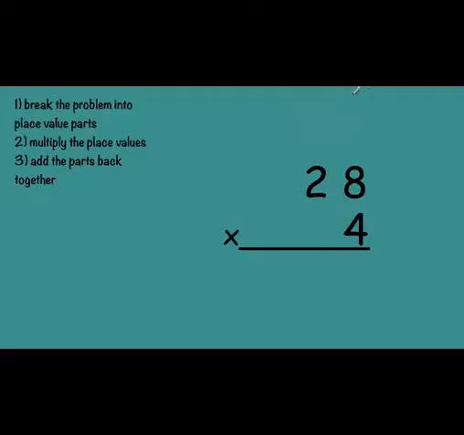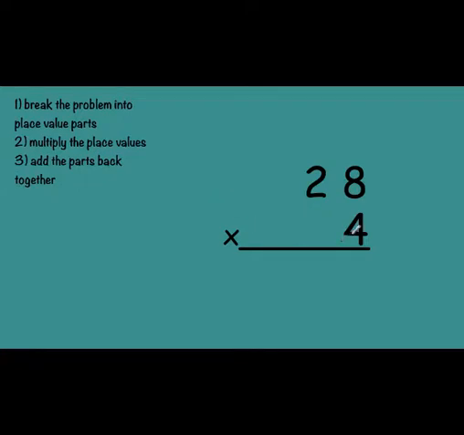Very cool. Here's the same problem we just did, 28 times 4. We're going to solve this problem without using the squares. And I want to remind you of these steps over here at the top of your screen. Step 1 says I need to break the problem into place value parts. Step 2, multiply the place values. And step 3, add the parts back together.